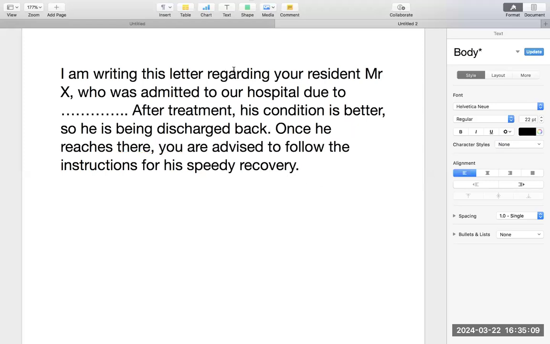So now understand this. I'm writing this letter regarding your resident who was admitted to our hospital due to this. His condition is better, so he's being discharged back. Once he reaches there, once he reaches there, meaning back at your place, you are advised to follow a few instructions for his speedy recovery. So that is the main purpose: follow the instructions for his speedy recovery. The patient came from here and is going back here. That is why it is known as a discharge letter.